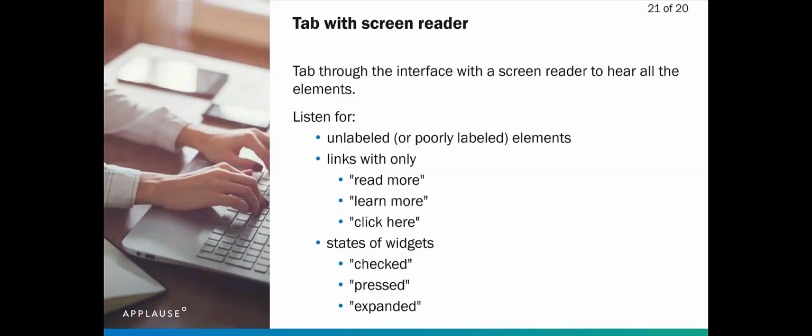Same thing with buttons. If you have a toggle button that can be pressed and unpressed, or if you have an accordion that can be expanded or collapsed, you should be able to hear the state of those widgets as you're tabbing to them. And again, this is going a little bit beyond just the tab key, but it is running with the screen reader, and there's a lot of information you can get just tabbing through the interface, listening, and watching for the screen focus or the focus indicator.